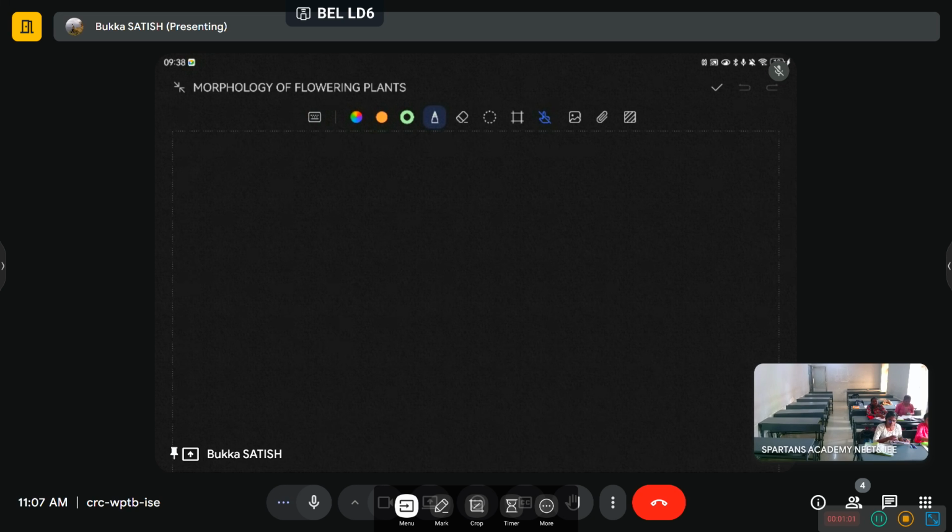Right. So this second part, which is the second unit, has three chapters: morphology, anatomy in flowering plants, and then structural organization in animals, in which we have a detailed discussion on cockroach as well as frog. Before going into this chapter, just write this one.